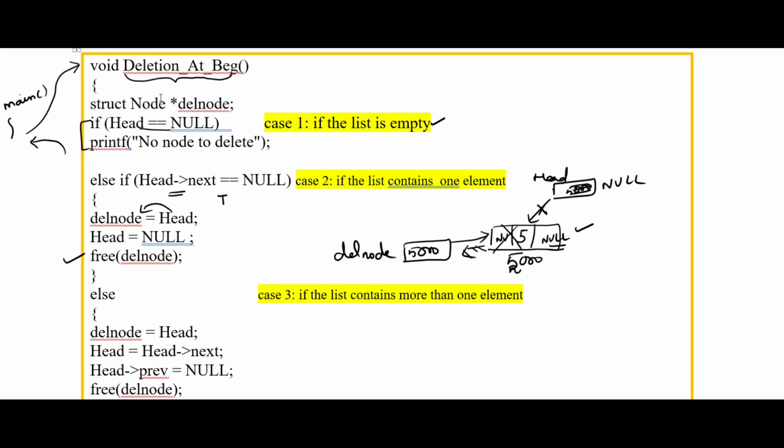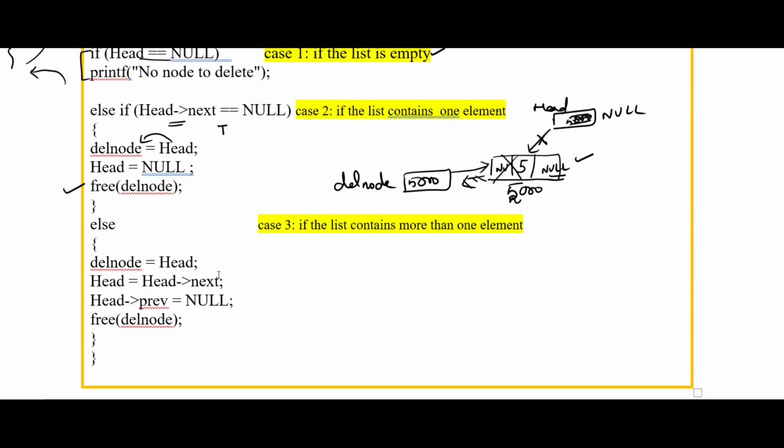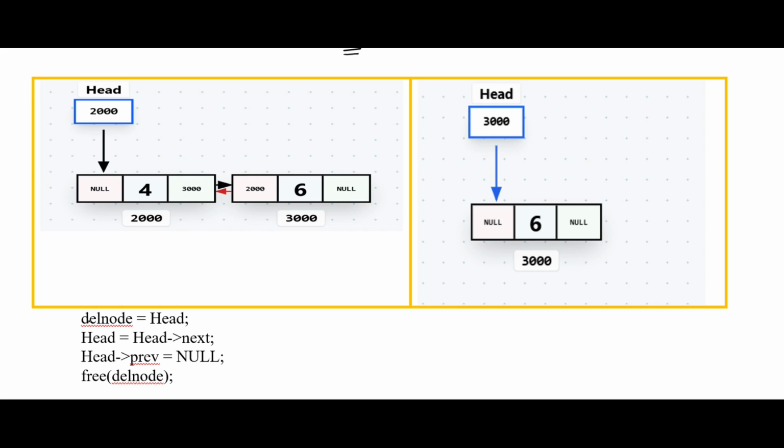The third case is the main part we have to understand: if it contains more than one element. With the help of this code, I will explain in the diagram so that you can understand clearly. The else part of the code I have written here to explain in the diagram. First, del node equal to head, because I am going to delete at the beginning. So I created the del node, which holds the head value. What is the head value? 2000. So it is pointing here. This is the first step.